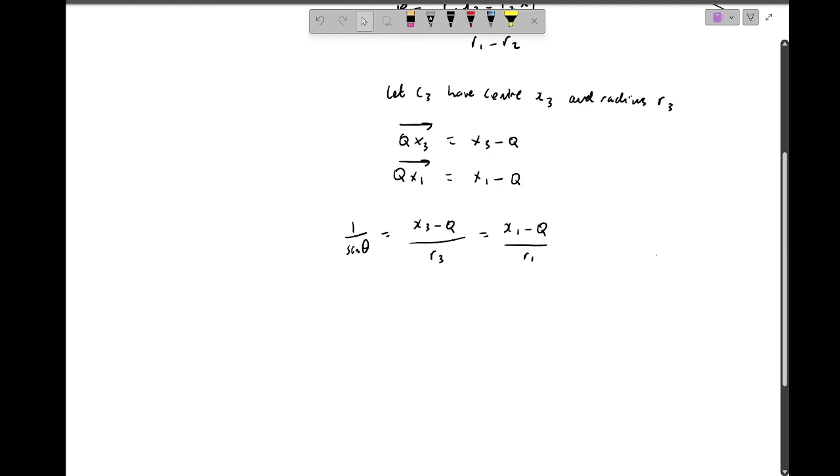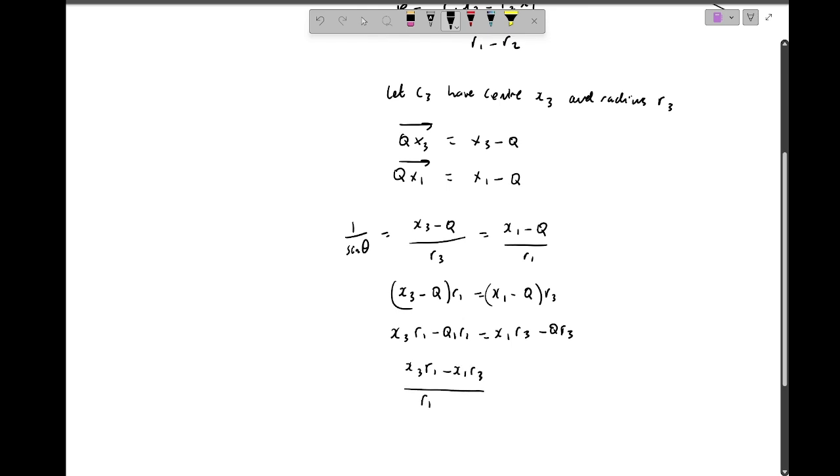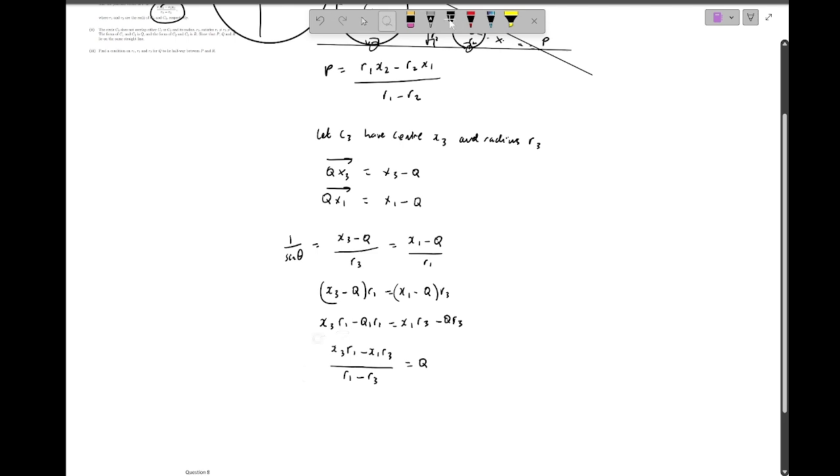But yeah, if you rearrange, you'll get x3 minus q times r1 is equal to x1 minus q times r3, and therefore x3 r1 minus q r1 is equal to x1 r3 minus q r3. And then we can make q the subject. So we're going to get q equals (x3 r1 minus x1 r3) over (r1 minus r3). Okay, so we've gotten q. Let's bring this up here, because we want all of this information.